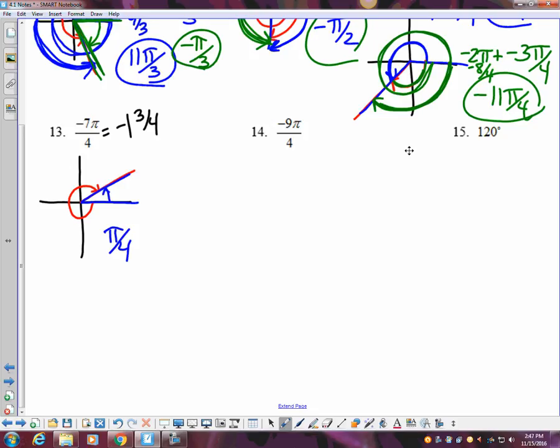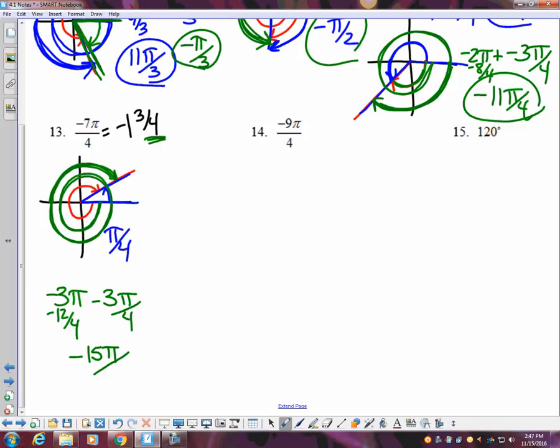Now for the negative one, look at that little red line. It did not loop, which means you can't do that because that red line and the green line are the same angle. You have to keep going and lap and come back and hit it. So now let's just count the green. 1, 2, 3 full pi's. So negative 3 pi. And then this, well, that is the -3/4. So -12/4 and -3/4 would be -15 pi over 4.